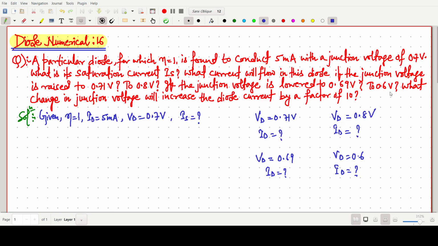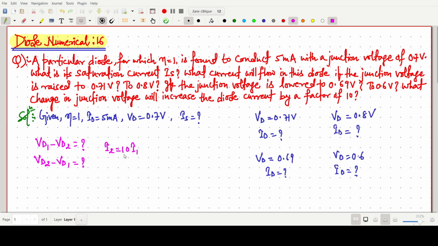Simple. And what change in junction voltage will increase the diode current by a factor of 10? What change in the junction voltage? Change means the difference, VD1 minus VD2 we have to find, or we can say VD2 minus VD1. What change in junction voltage will increase the diode current by 10 times? I2 is 10 times of I1.